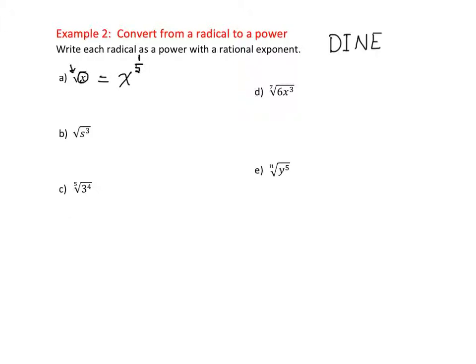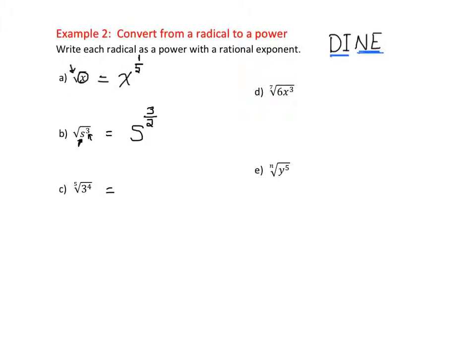Don't forget to use your acronym DINE. The index becomes the denominator, and vice versa, and the numerator is the exponent of the radicand. Let's look at example B. We have a square root, and the base of our exponent in the radicand is s. So the base of our exponent is going to be s. The exponent of the radicand was 3, so our numerator is 3, and the index of the root was 2. So we have s to the power of 3 over 2.